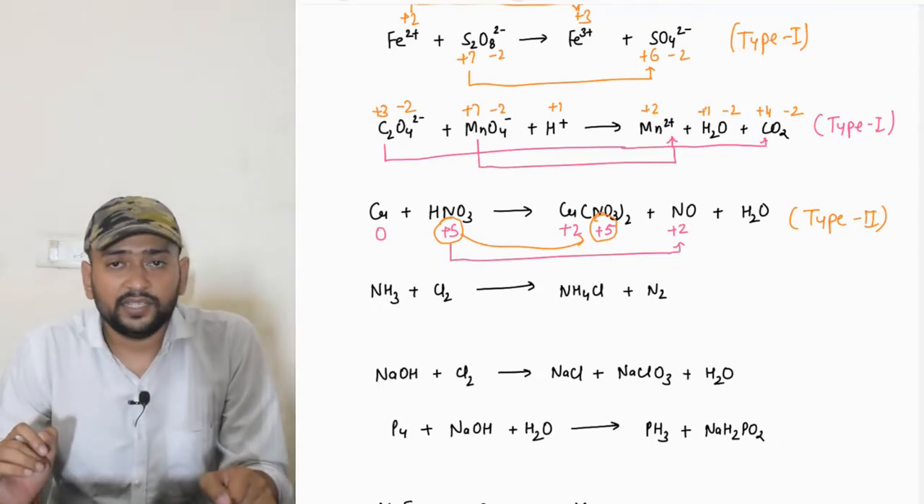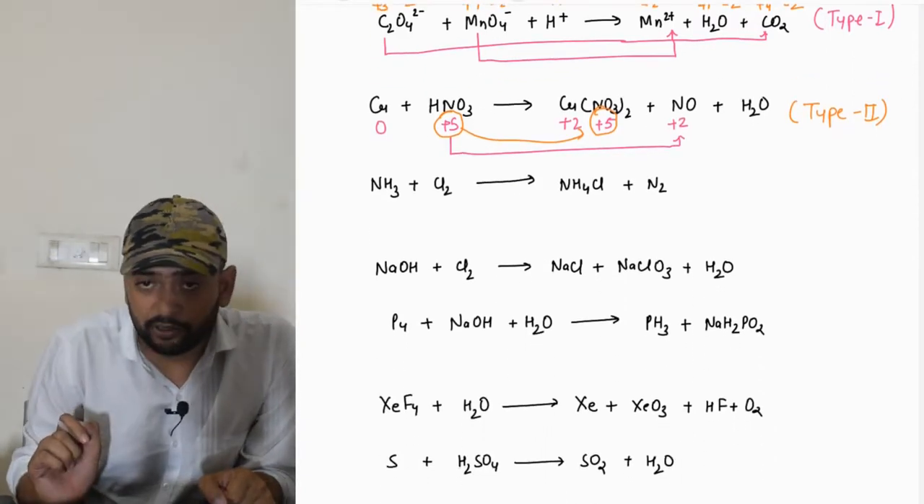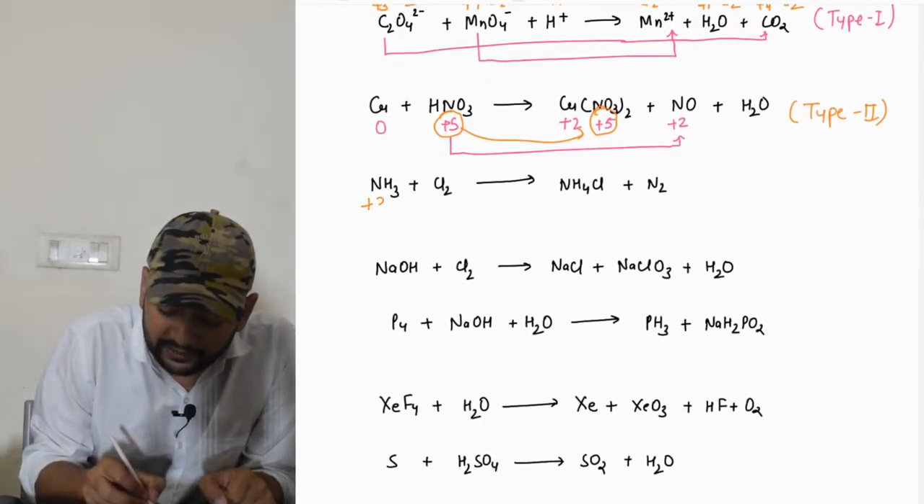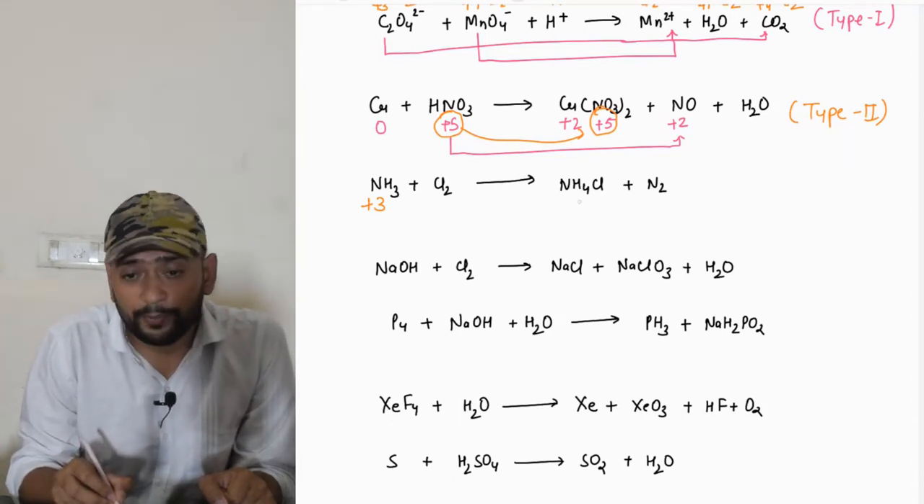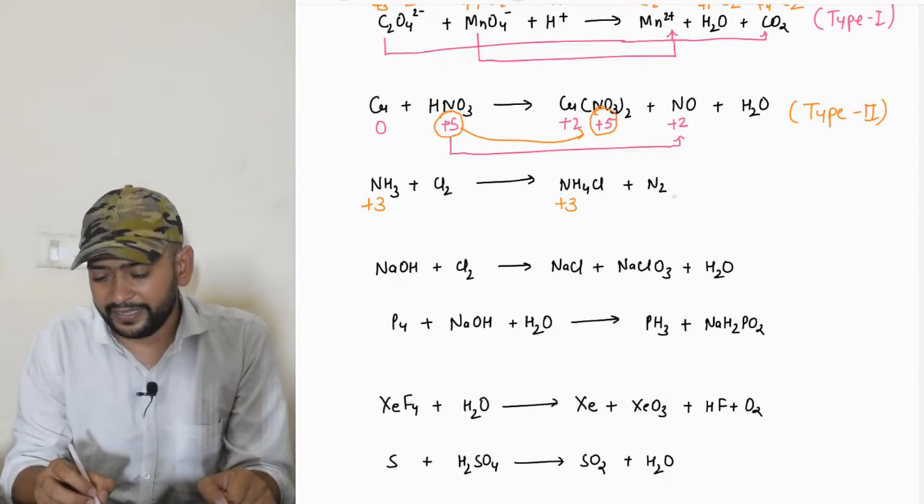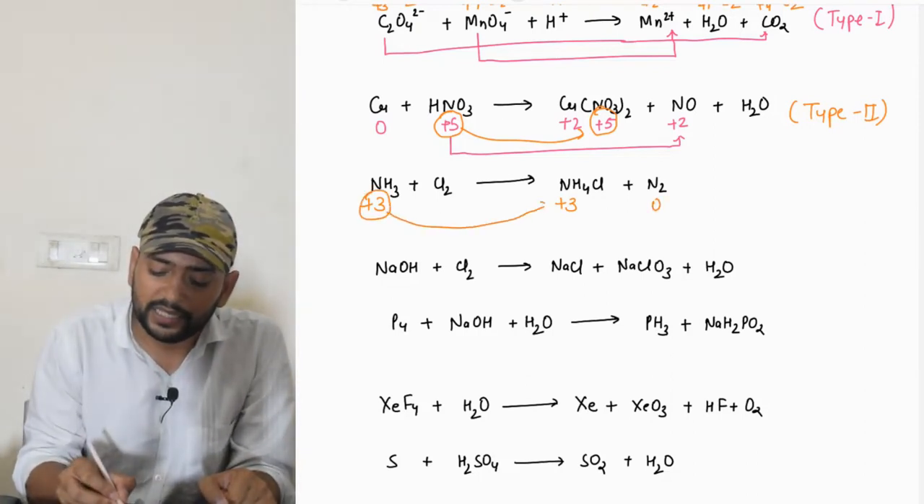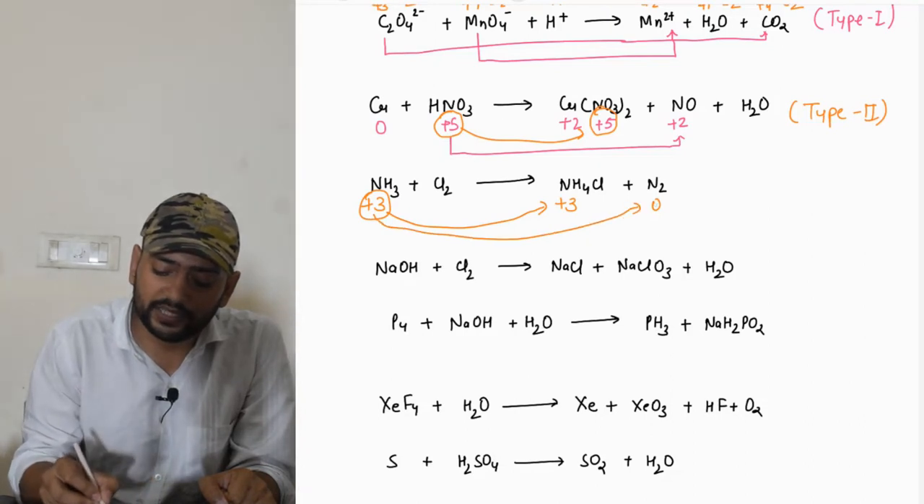Now let us look at this particular reaction. So here, what is happening in this particular reaction? In case of ammonia it is plus 3, and in case of ammonium ion again it is plus 3. But in case of nitrogen, what is it? In case of nitrogen it is 0. So what you can observe, from plus 3 to plus 3 and from plus 3 to 0.